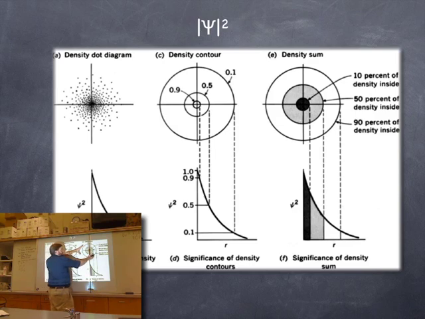So this circle represents a slice through a volume that encompasses 90% of the chance, 90% of the likelihood of finding the electron with a given energy. So that's what we call an orbital.